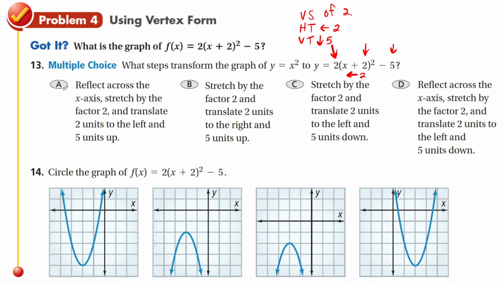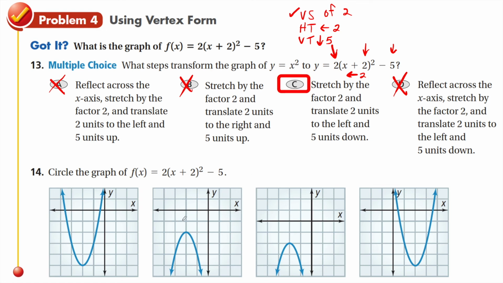Looking at choice A, it says we reflected across the x-axis. Of those 3 different transformations that we have, we never reflected. And if I actually shoot across to choice D, this one also says reflect across the x-axis, which is not true. So we either stretch by a factor of 2, that's correct, translate 2 units to the right, we translated 2 units to the left. So we know it's not choice B. So just to make sure, stretch by a factor of 2 and translate 2 units to the left and 5 units down. That is perfect.